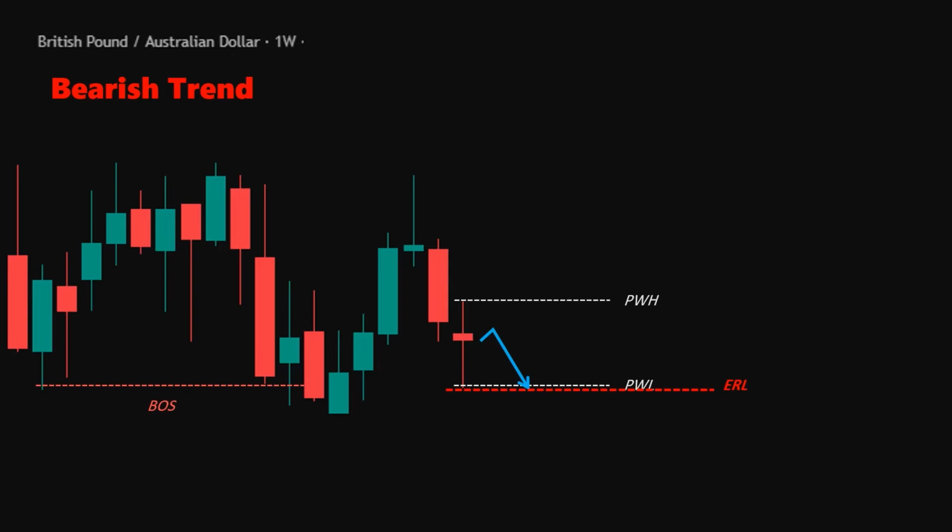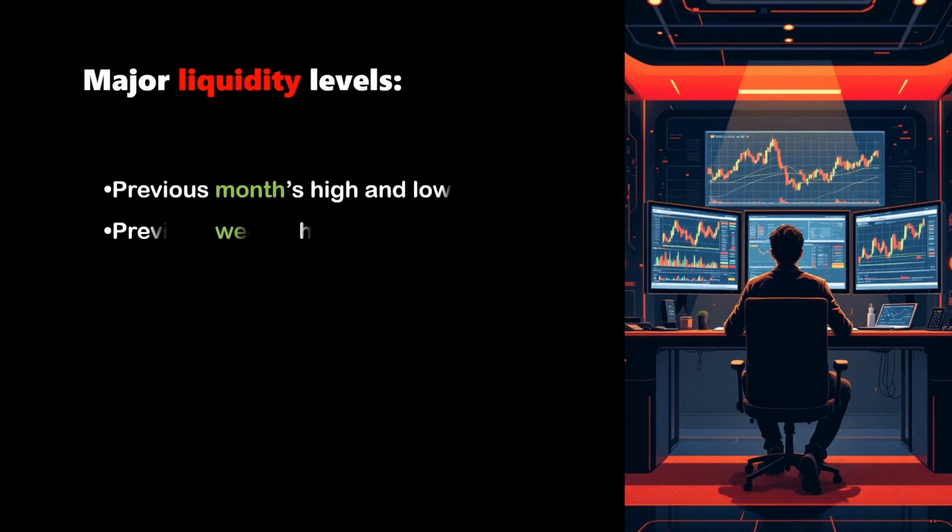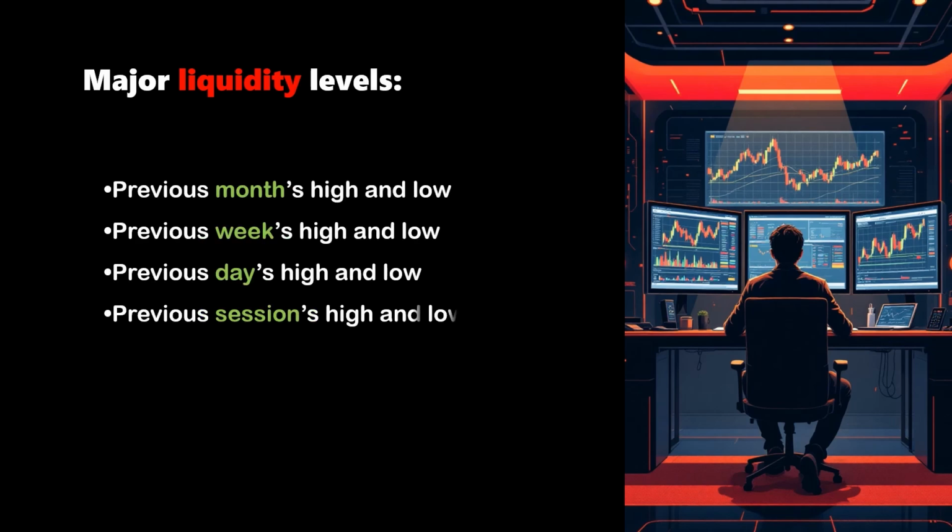That retracement within the internal range is where we can position ourselves strategically, aiming for the market to eventually create a lower low. The concept applies across all time frames, prior month, week, day, or session highs and lows. Trading inside any of these ranges means we're in internal range liquidity. Our goal is to make an educated guess about the next external range target.